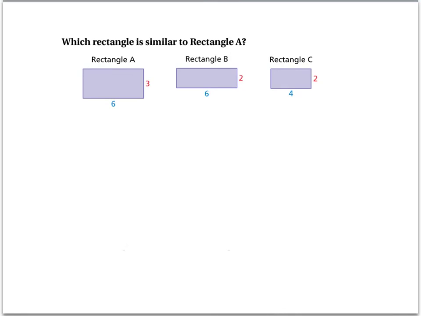Last thing, as I did on the first slide, we kind of talked about the size differential. You can look at ratios of how much bigger objects are than other objects. It says which rectangle is similar to rectangle A. Well, we look at this. We've got one side that's 6 and one side that is 3. So I've got a rectangle 6 by 3. I've got a rectangle 6 by 2 and a rectangle 4 by 2.